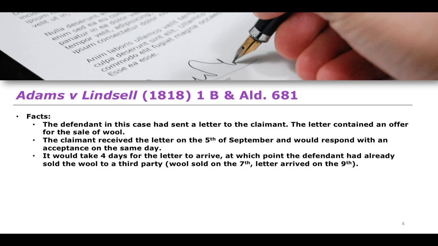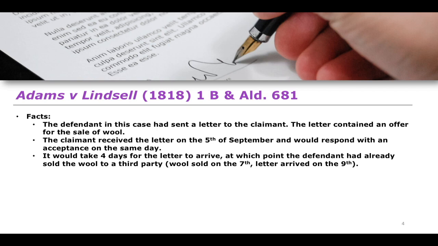It would take 4 days, specifically, for the letter to arrive back to the defendant, at which point the defendant had thought, well, this person clearly doesn't want the wool, or I found another person who I would rather sell the wool to, and so had already sold the wool to a third party. So the letter was sent on the 5th of September. It was received by the defendant on the 9th of September, but on the 7th of September, a couple of days prior, the wool had already been sold to a third party.